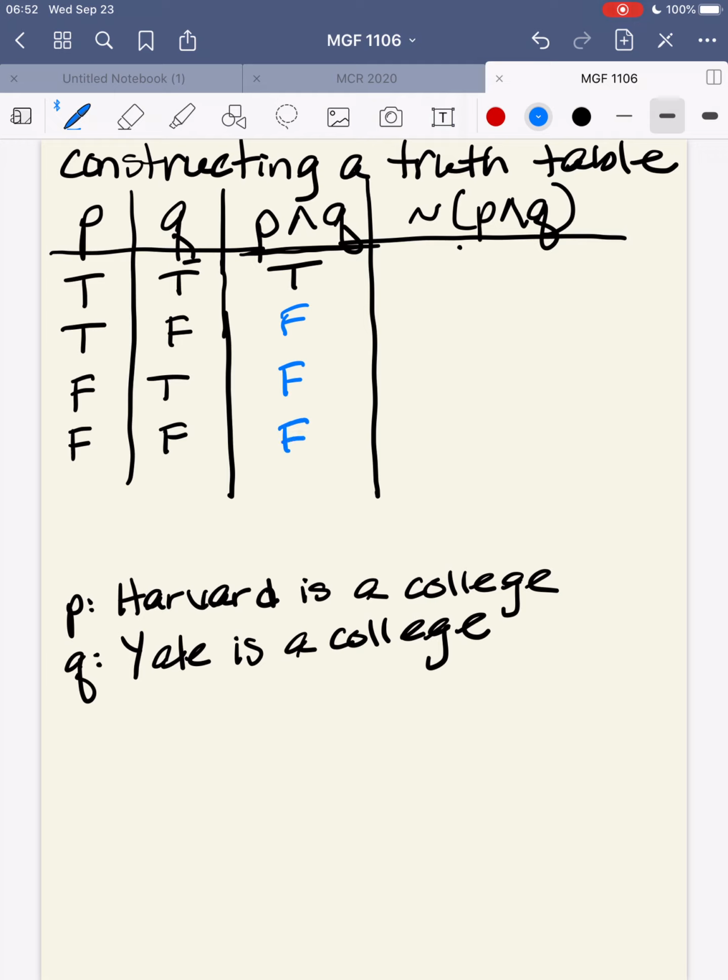Okay. Now not (P and Q). Because the P and the Q here are in parentheses, we're taking the negation of this column. Okay. So if it's true, then this must be false. Then these ones must be true because you got to take the opposite of what's in the previous column. Okay. So if I go ahead and look at these two statements, Harvard is a college, that's true. Yale is a college, that's also true. All right. And I want to look at this statement that we created in our truth table.